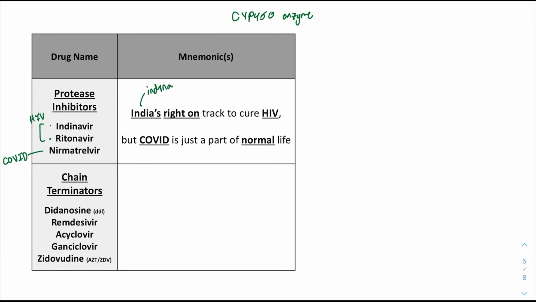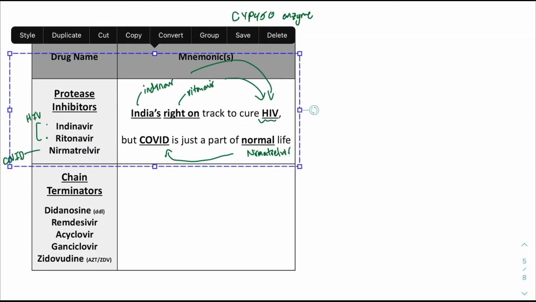So indinavir is India, and ritonavir is right on. HIV, of course, means that these two drugs treat HIV as protease inhibitors, and then for normal life, nirmatrelvir is being used to treat COVID. So those are all of the protease inhibitors with what they treat.